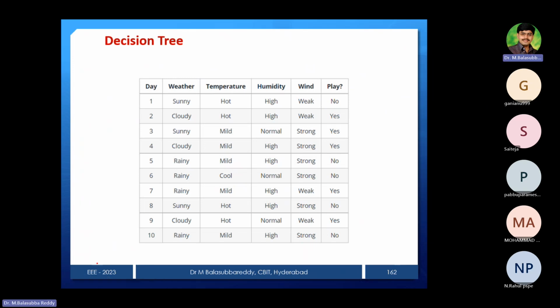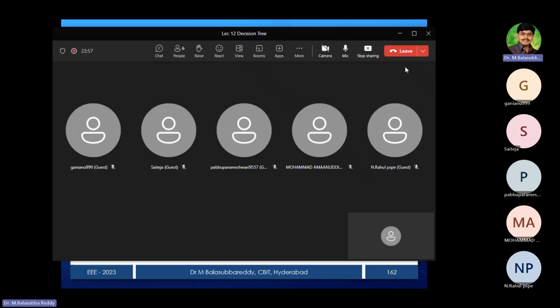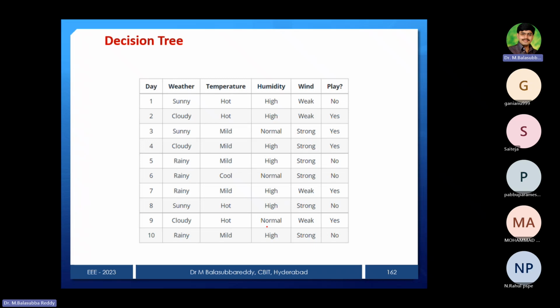So first thing is we can observe this. There is some 10 days of data with you. What is this data? Weather is one feature. What is the classification here? Whether it is sunny or cloudy or rainy, something like that. We have different categories in the weather. And the temperature, it may be hot or mild or cold. So these are the other features.